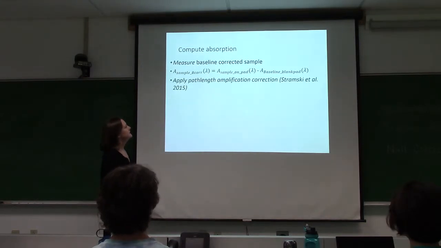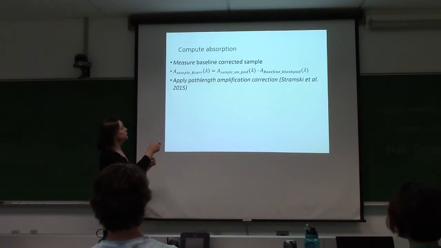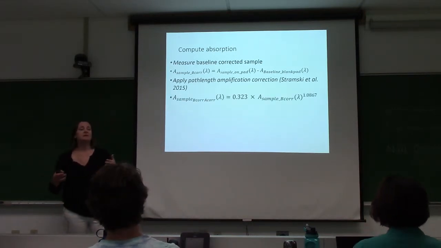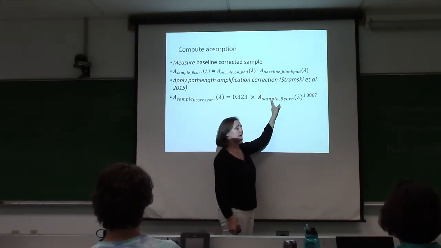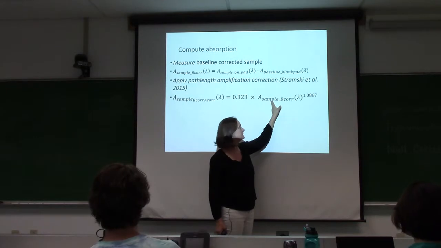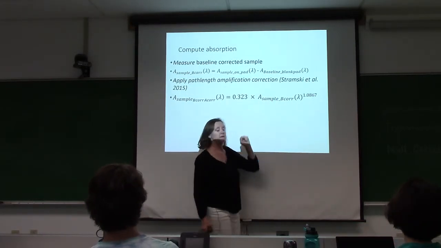Okay. Then we apply the path length amplification factor to this to correct for the optical path being different from the geometric path. So the baseline corrected sample absorbance raised to 1.0867 multiplied by 0.323.